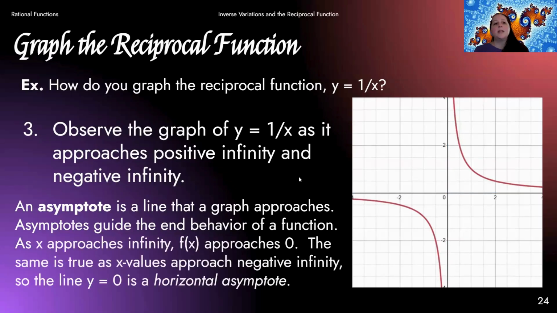So as x approaches infinity, f of x approaches 0. The same is true as x values approach negative infinity. So the line y equals 0 is a horizontal asymptote.